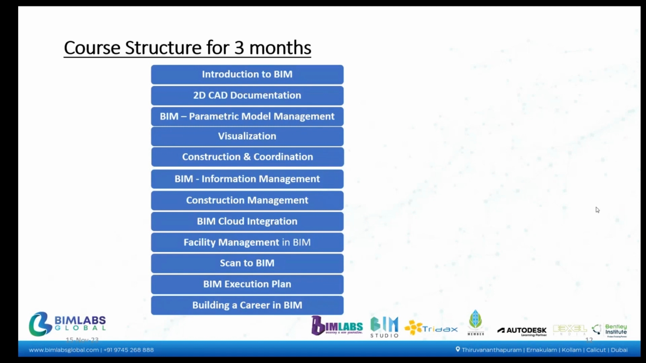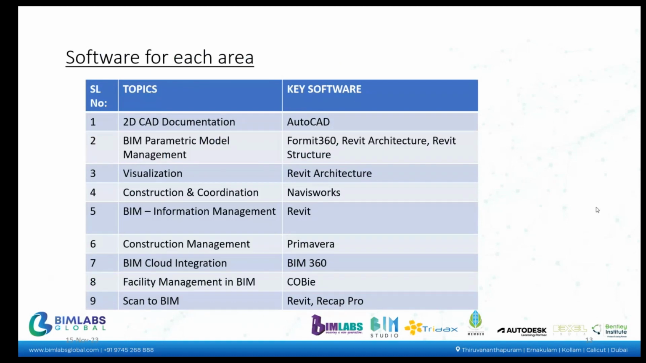These modules are common for all those who take admission for the first 3 months. After the 3 months, we will go for the specialization area. So these are the software for each area which we have discussed now. AutoCAD is there. For parametric model management, we are using Forma 360. For conceptual designing, Revit Architecture and Revit Structure for detailed designing. For the visualization part, Revit Architecture.